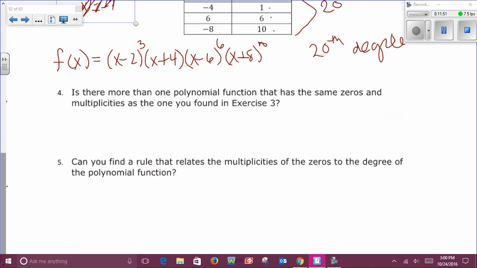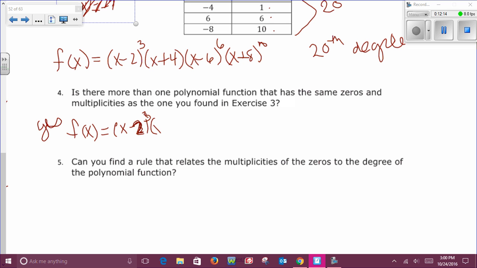So we already read this one. Is there another one that's the same? And the answer is yes. I can always find multiple polynomial functions that have the same multiplicities and same roots but look different. So everything is going to be the same as I already have. But if you remember from that problem, oops, x minus 2, not 3, multiplicity of 3.